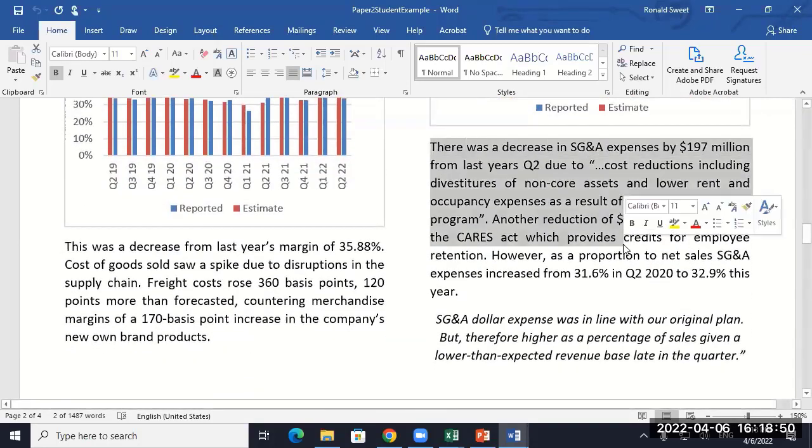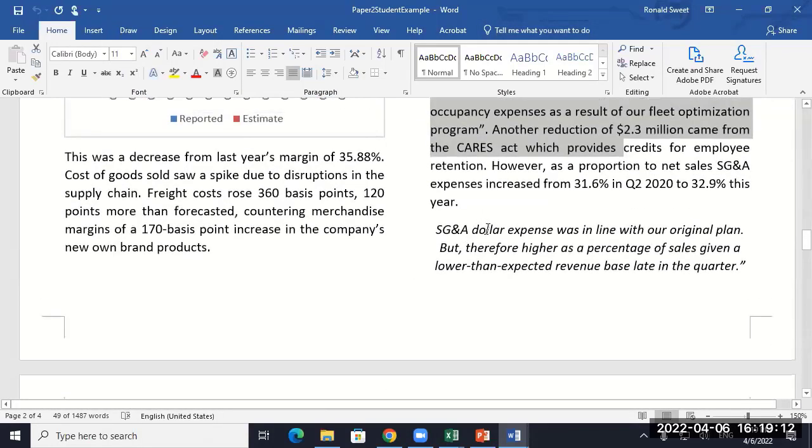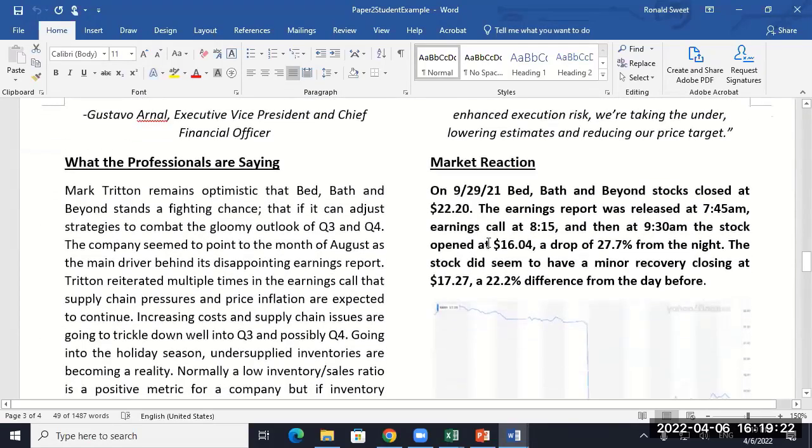She gives a little more discussion here. Sometimes revenues may be up or down. Gross margins are pretty predictable, but expenses, selling expenses, marketing expenses, those kinds of things can be controlled by the company, and there can be things going on there. It can be research and development costs. So again, she's quoting the company: "Our SG&A dollar expense was in line with the original plan, but therefore higher as a percentage of sales given the lower than expected revenue." So margins fell not because they spent more, but because the revenues were down. Okay, that kind of tells you.